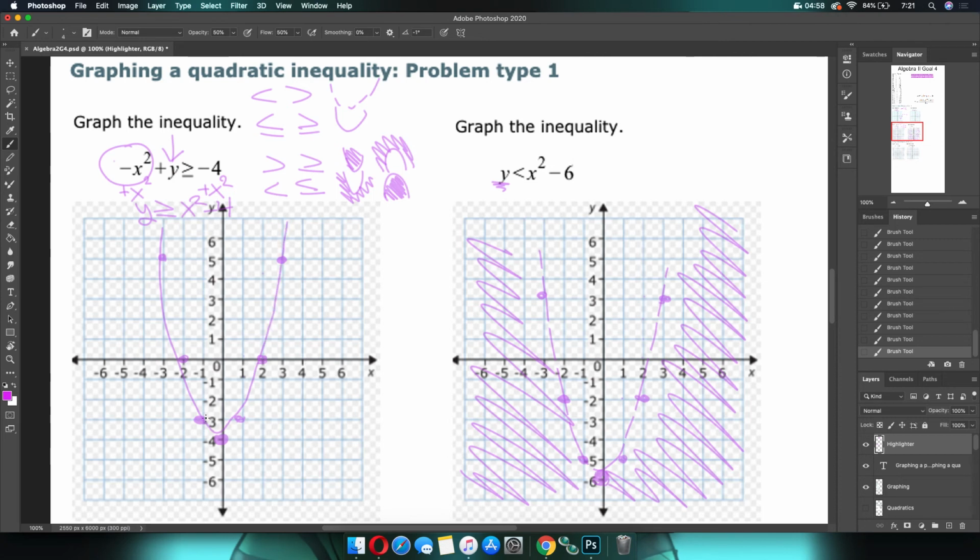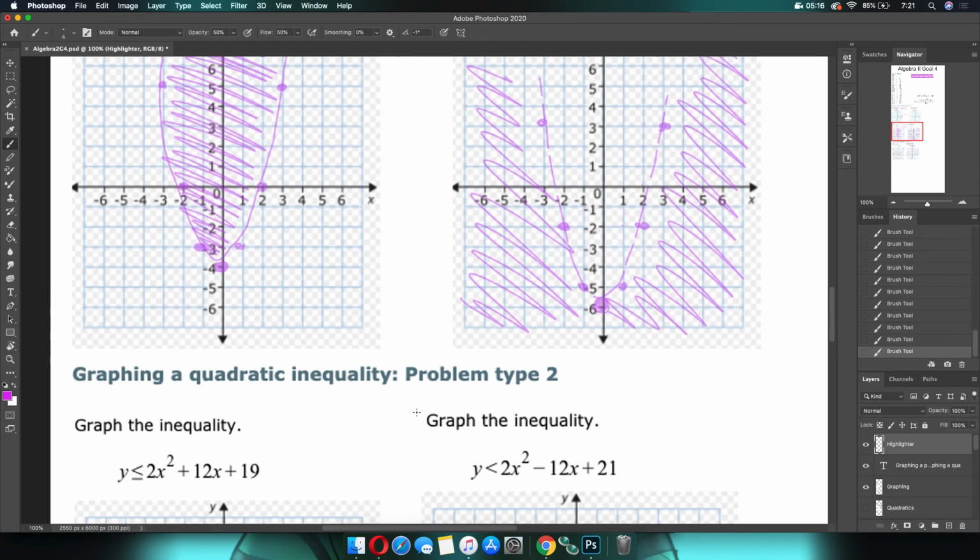And since this is greater than, we're shading above. So that's what it's going to look like. Now, this particular problem, because it's problem type 1, is usually set up already for you. You'll have a y-intercept and maybe a little bit of algebra, but that's about it.